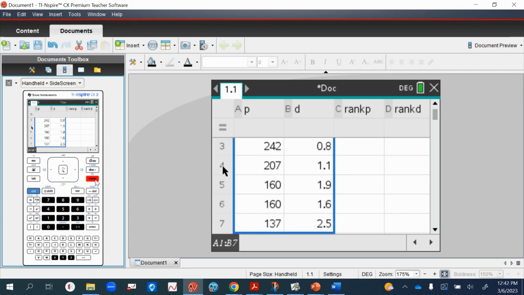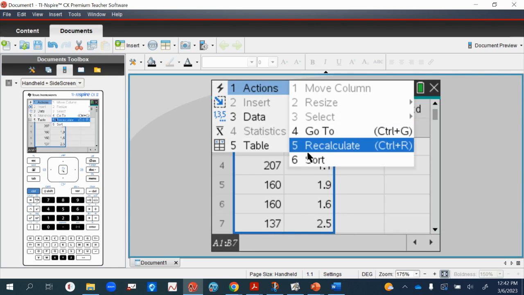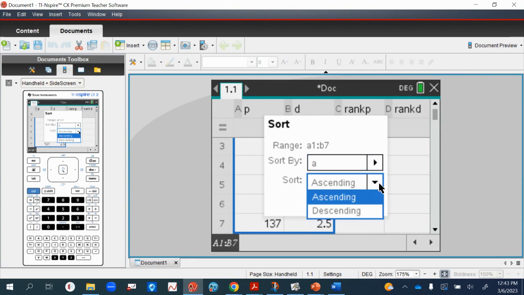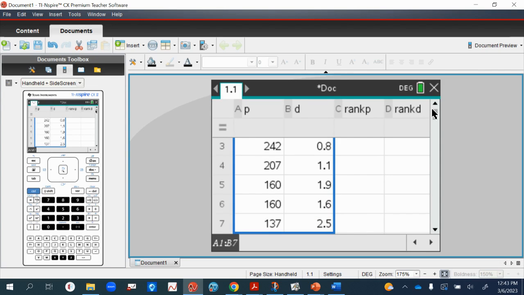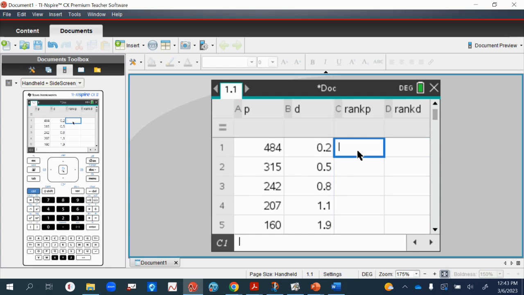You then go into Menu, you go into Actions, you go into Sort, and then it's easier if you go descending. So we're sorting by the first column, A, in order of size. For descending, it starts with the biggest one. So it should put them in order for us like that. And now you can rank them. So the first one is the biggest. So 484 is first, 315 second, third, so on and so forth.